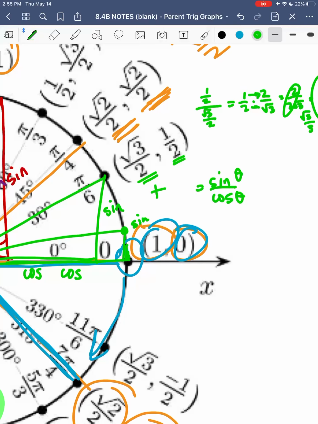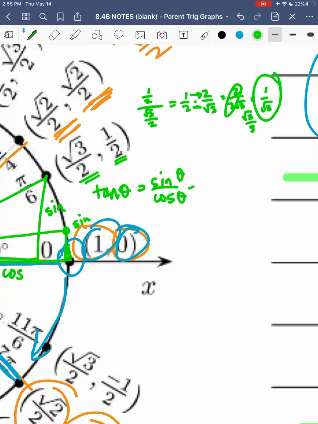So sine theta over cosine theta. This angle is all the same, so we're just looking at the small angle. Sine is getting very small, over a really big cosine.